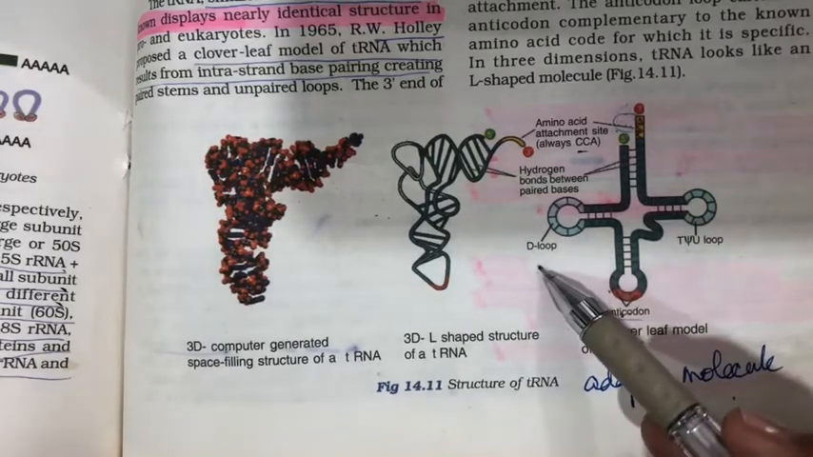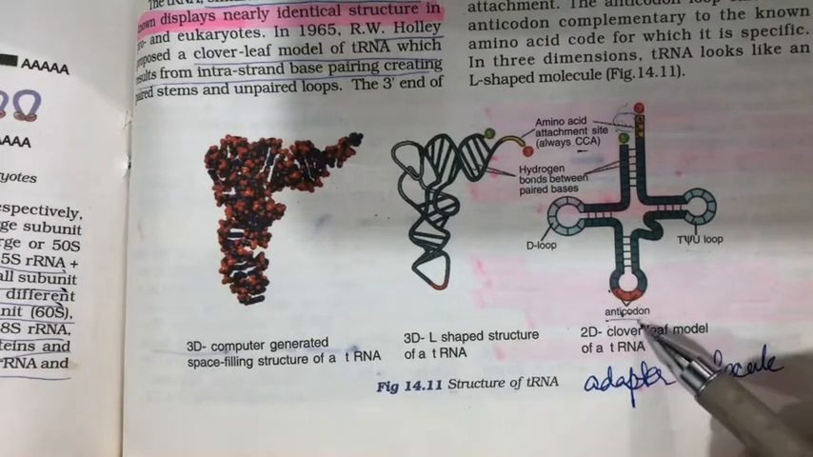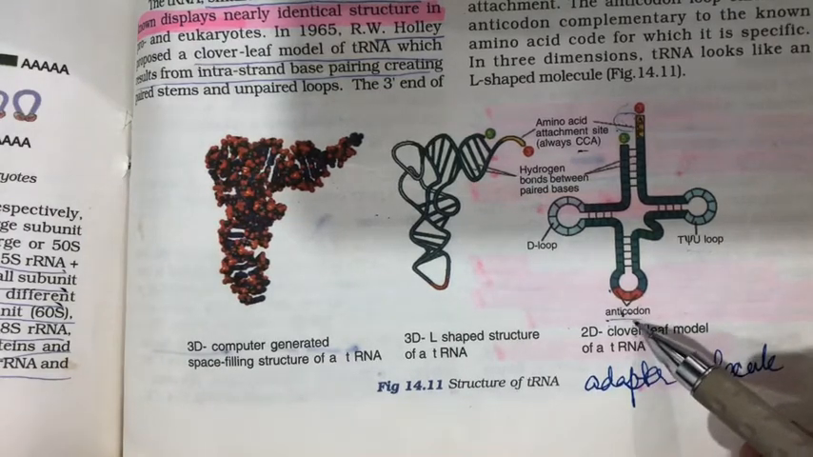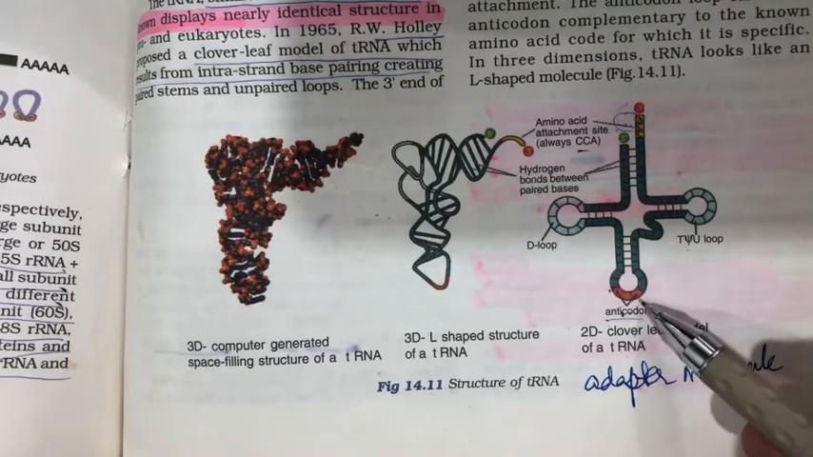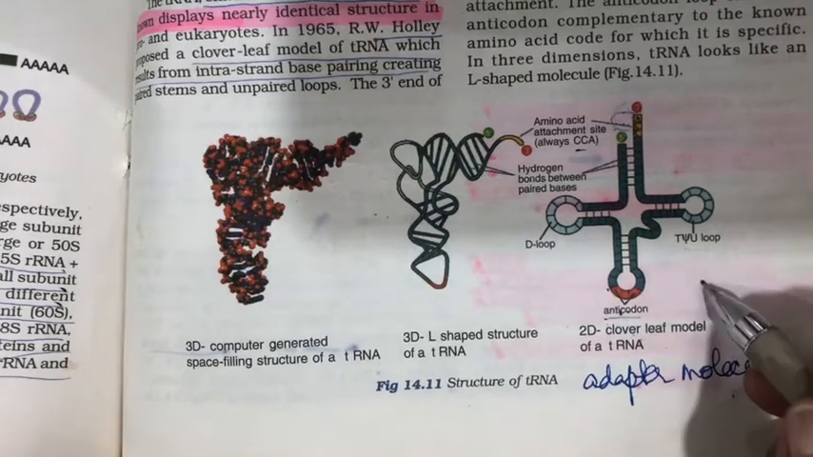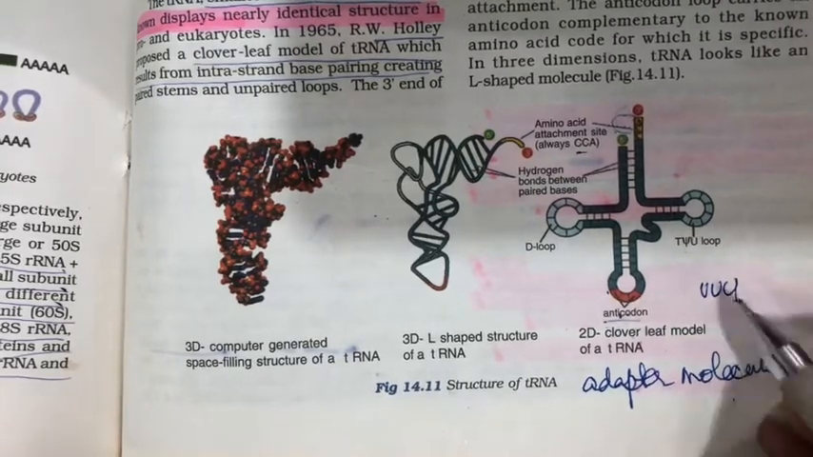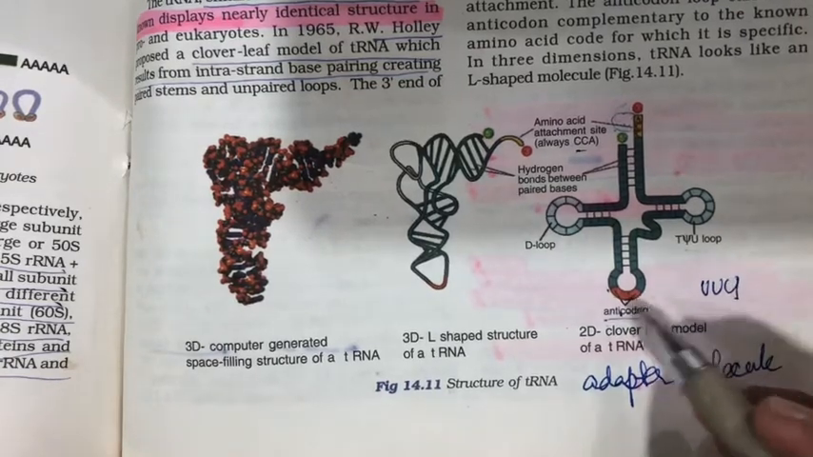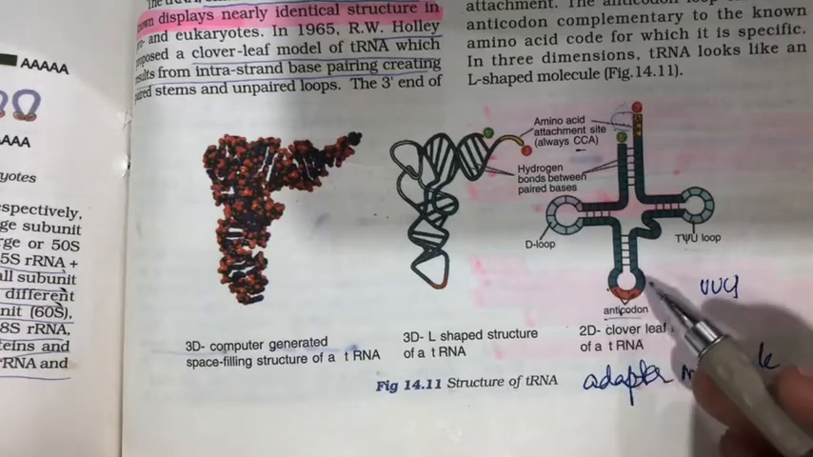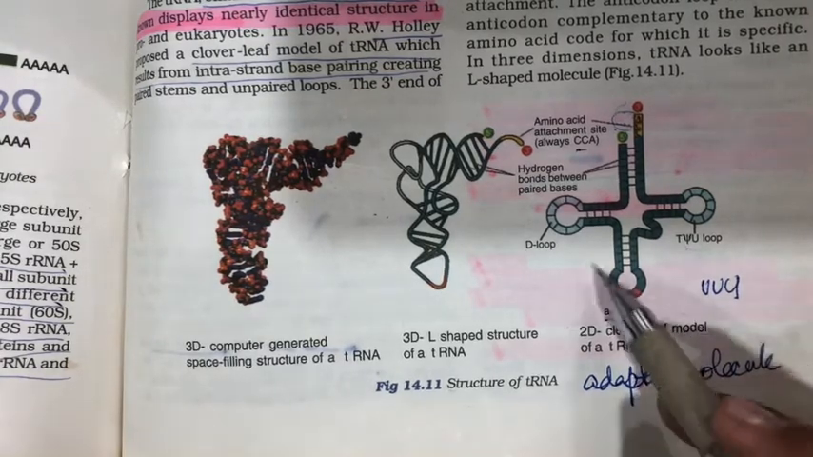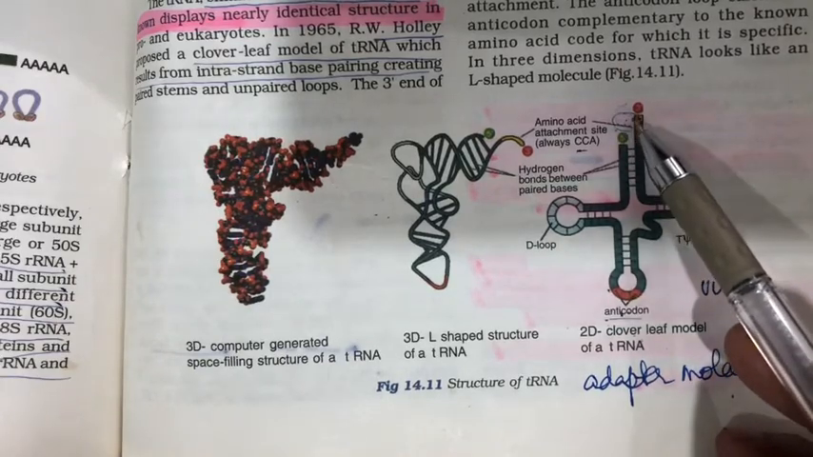Then there is a D loop, a T psi U loop, and an anticodon site. This anticodon site is where the anticodon is present. Suppose the codon is UUU, so the anticodon will be opposite to U. It has to be AAA, and the amino acid corresponding to that AAA will be attached at this particular end.